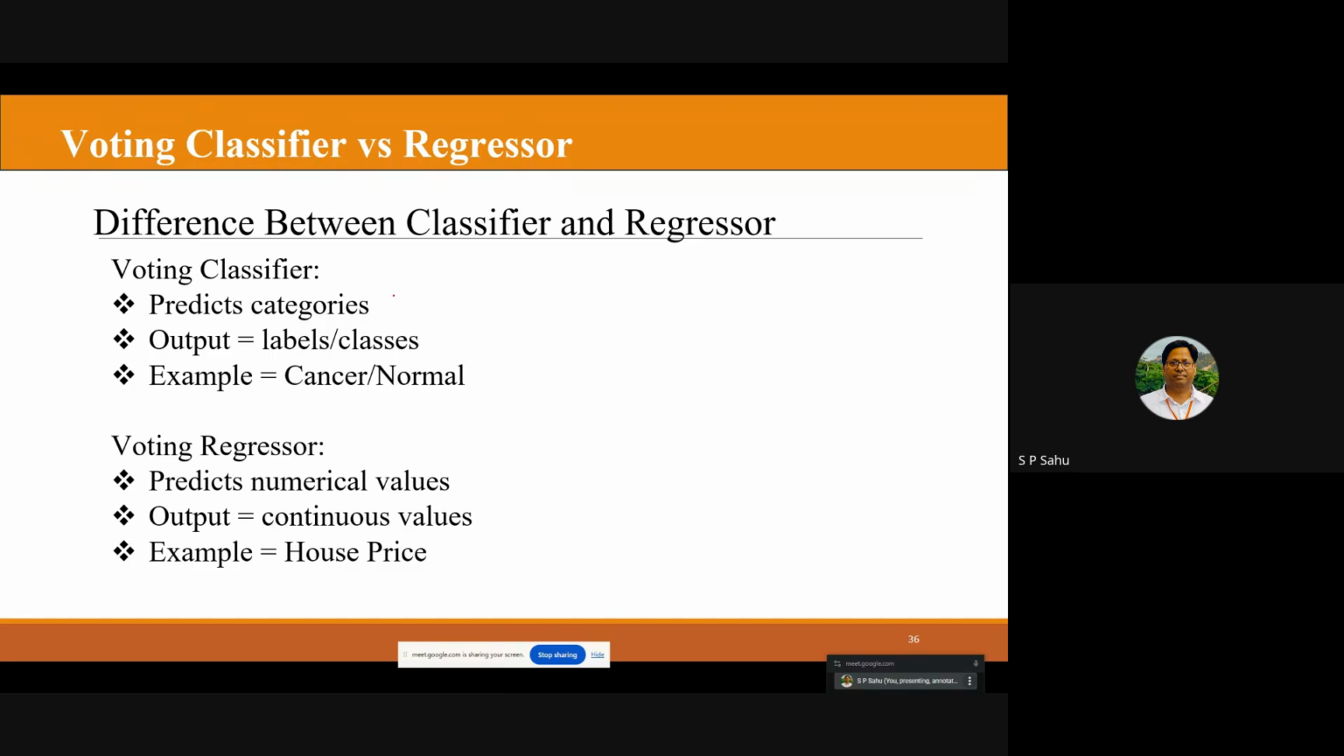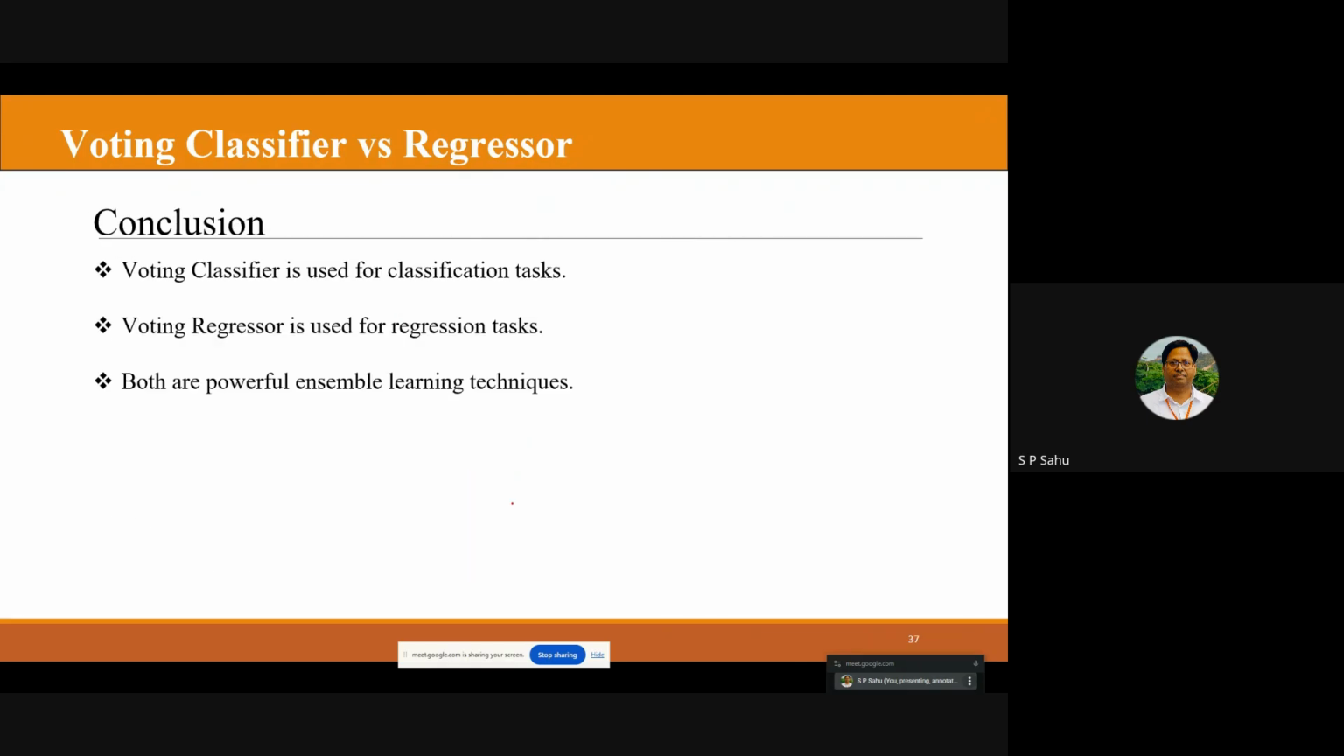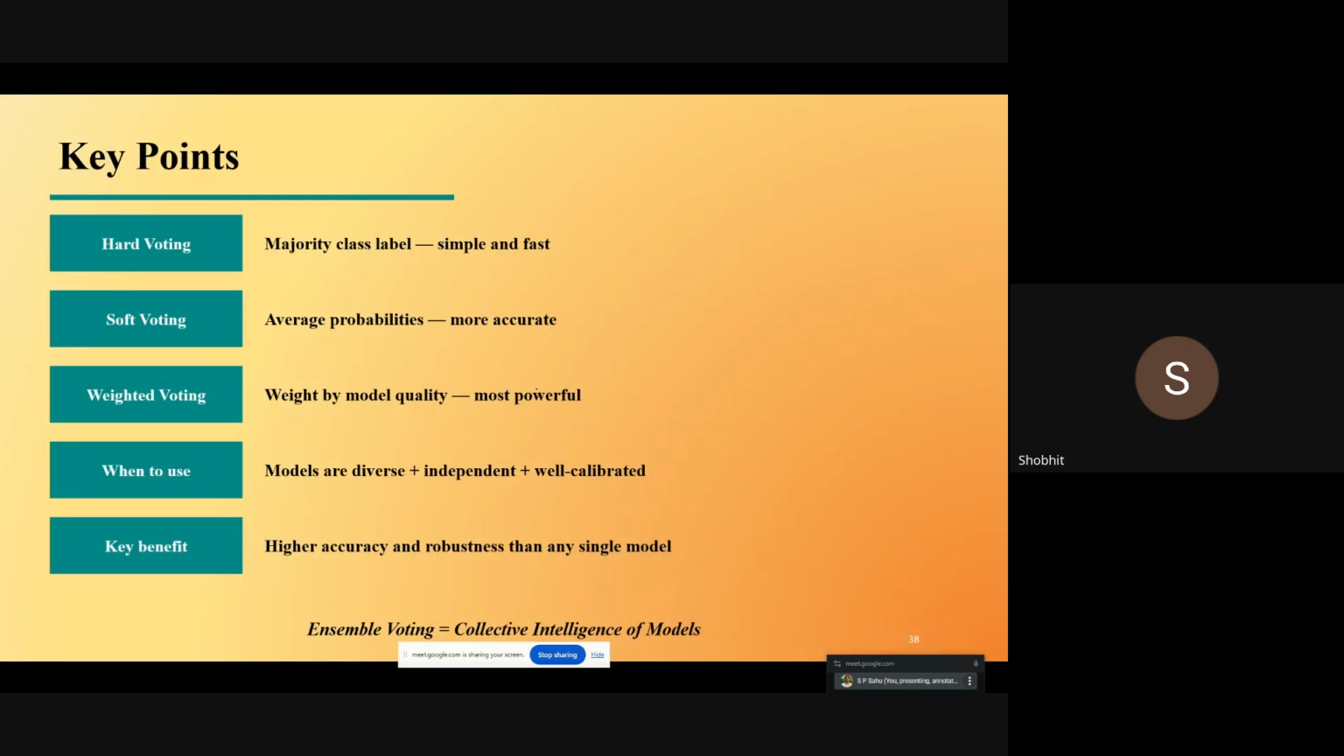The classifier predicts a category or class label, like cancer or normal, and the regressor predicts a numerical value. And as you know, that is the difference between regression and classification: a continuous value will always be a regression. One dependent variable and one or two independent variables, and based on the independent variables, the dependent variable may be calculated as a regression. So this is all about the voting classifier for a classification task and the voting regressor for a regression task, and both are powerful in ensemble learning. Okay.